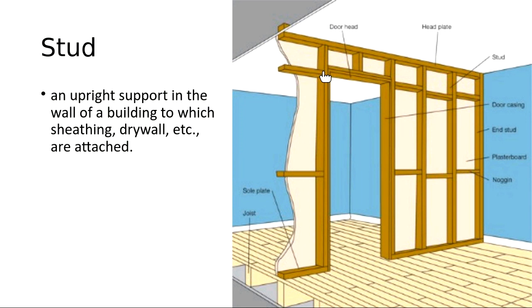Here's our door opening, so I've got a door header on here. And then you've got a sole plate at the bottom that connects to the subfloor. Here's our joist supporting the subfloor. So this is our subfloor. And again, the plaster at the end of the wall.